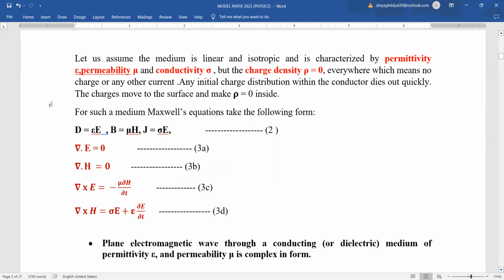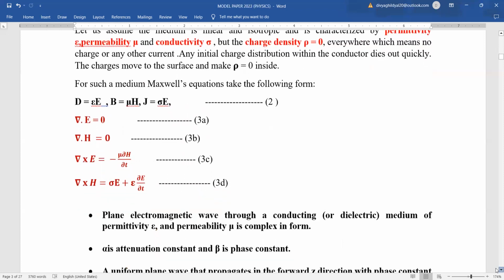Now, the new heading that has been added in my syllabus is electromagnetic wave in conducting media. So, the permittivity is epsilon, permeability is mu, conductivity is sigma, and charge density rho should be equal to 0 for conducting media. So when you put rho equal to 0, the Maxwell's equations in conducting media become del dot E equal to 0, del dot H equal to 0, del cross E equal to minus mu del H by del T, and del cross H equal to sigma E plus epsilon del E by del T.